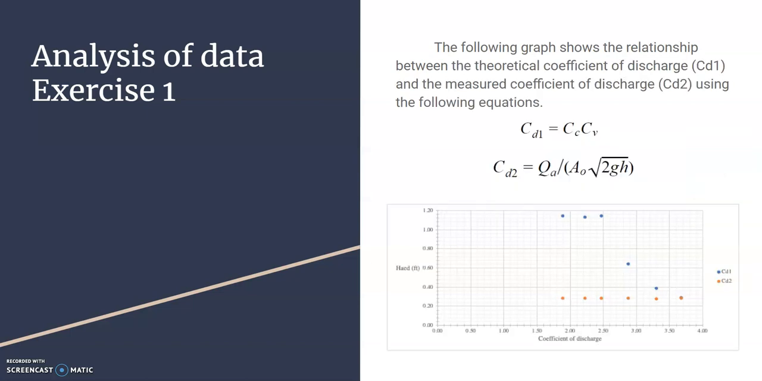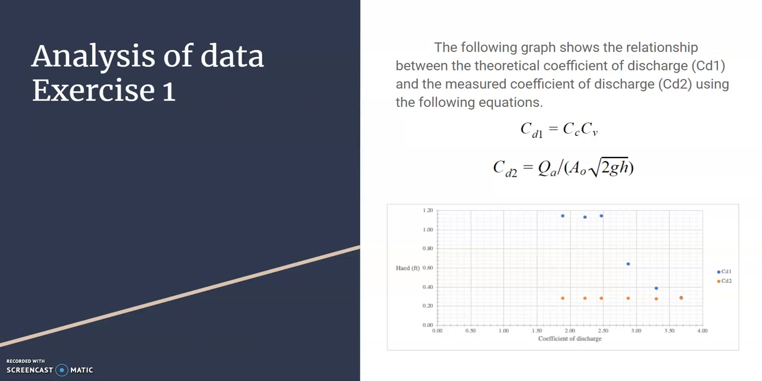The following graph shows the relationship between the two different ways that we computed the coefficient of discharge. The first way was by multiplying the actual calculated coefficient of contraction and velocity, and this coefficient of discharge is inversely proportional to head, which is expected because the coefficient of contraction varied greatly.